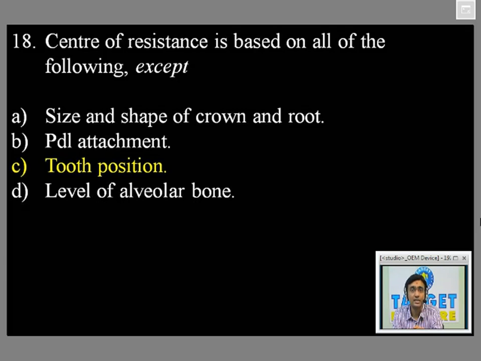It of course would depend on the size and the shape of the crown and the root. If the size and shape changes, the place where the center of resistance is would also change. As there is an attachment loss, that is in cases of recession or loss of alveolar bone, the center of resistance goes to an inferior position, that is towards the apical position. So by elimination we have tooth position as the answer.